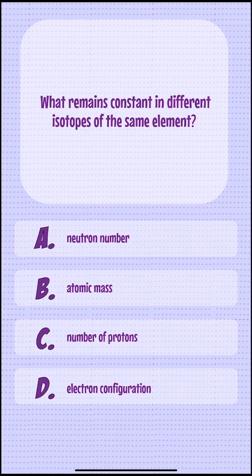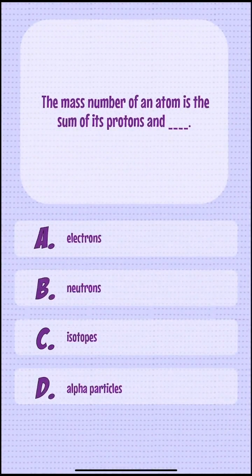What remains constant? The number of protons. Yes. Number of protons. If you ever change the number of protons of an element, it becomes a different element. But if you change the number of neutrons, it becomes an isotope. So the definition of an isotope is different neutrons, but same number of protons. The mass number of an atom is the sum of its protons.